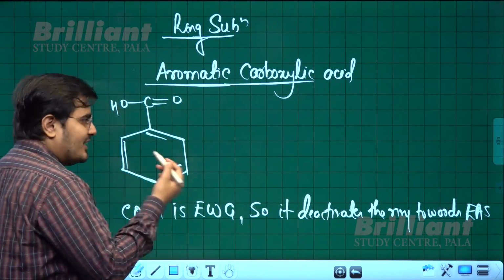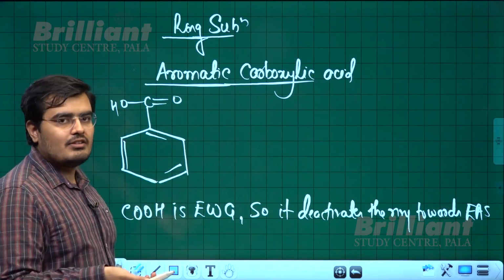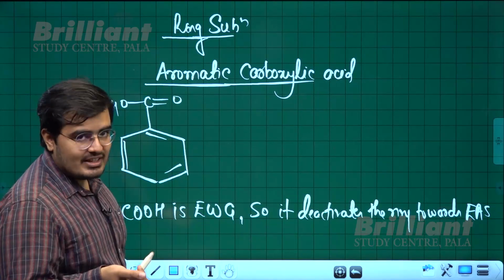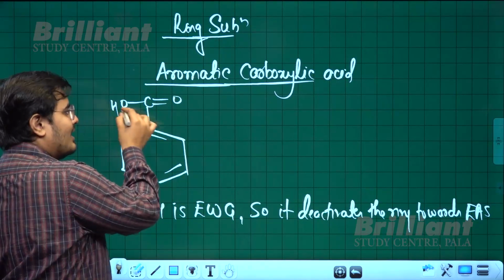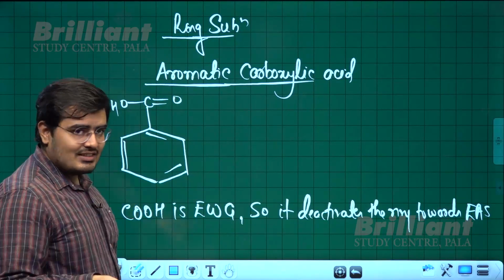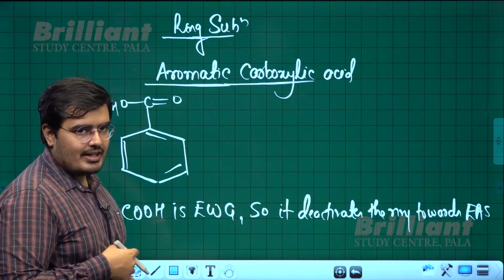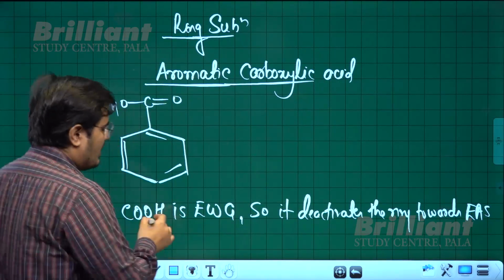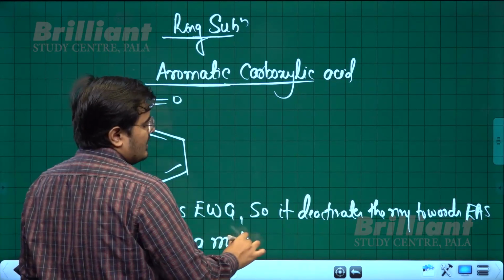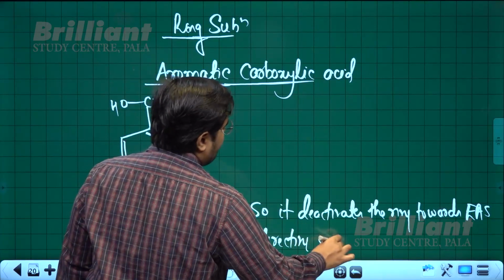That is, if you have benzene and benzoic acid, and I ask which one will be more reactive towards electrophilic aromatic substitution, then the answer will be benzene, as benzoic acid has a COOH group which is a ring deactivating group, which decreases electron density on the ring and hence decreases the rate of electrophilic aromatic substitution reactions. It is also a meta directing group. What does this meta directing group mean?